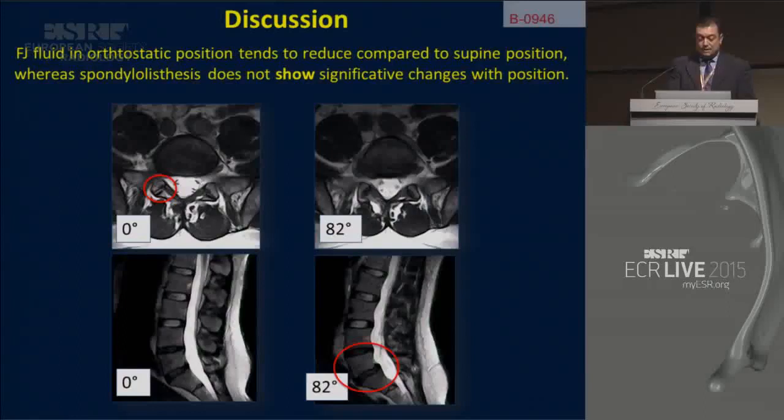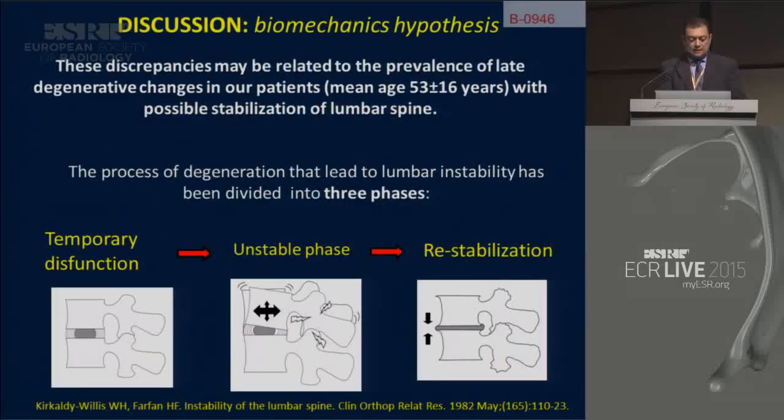The fluid in orthostatic position tends to reduce compared to supine position, whereas spondylolisthesis does not show significant change with position. We propose a biomechanical hypothesis. These discrepancies may be related to the prevalence of late degenerative change in our patients, with possible stabilization of the lumbar spine.